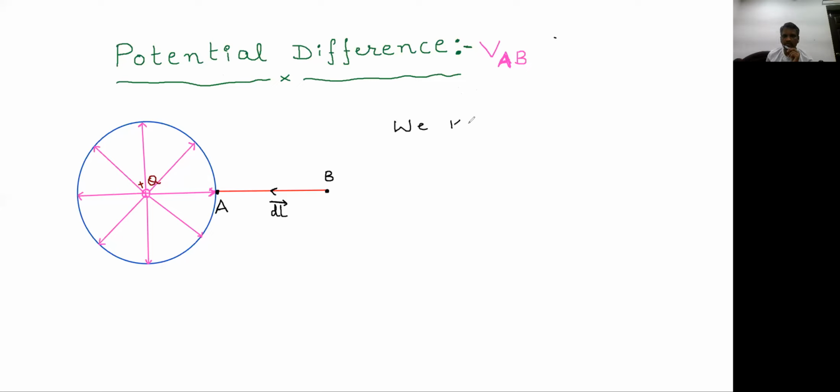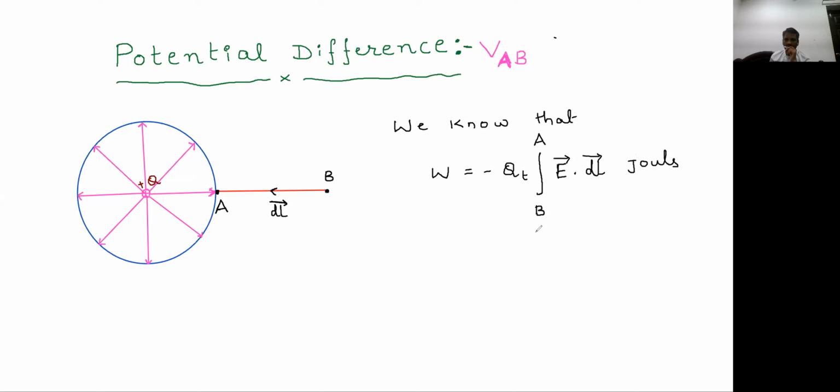We know that work done is equal to minus q_t line integral. The initial point is B and the final point is A, of E dot dl, and the units here are joules.